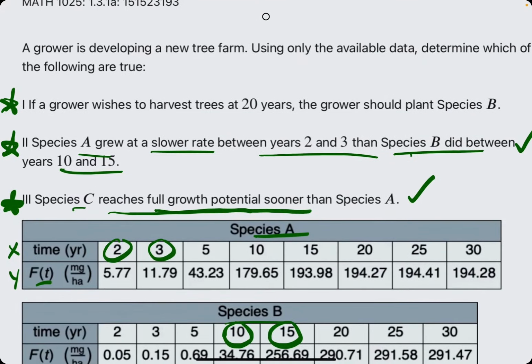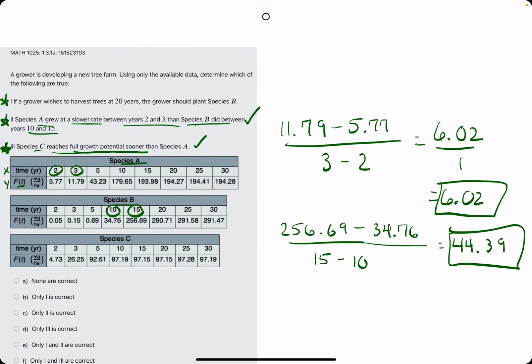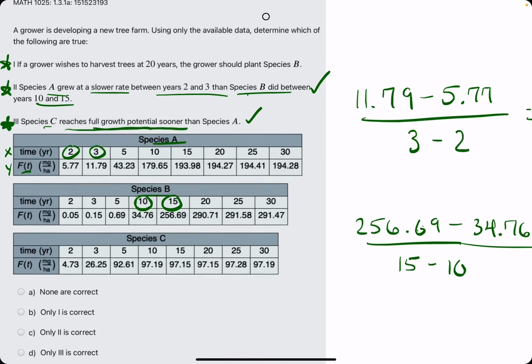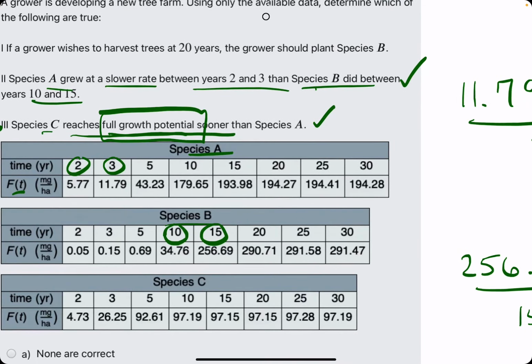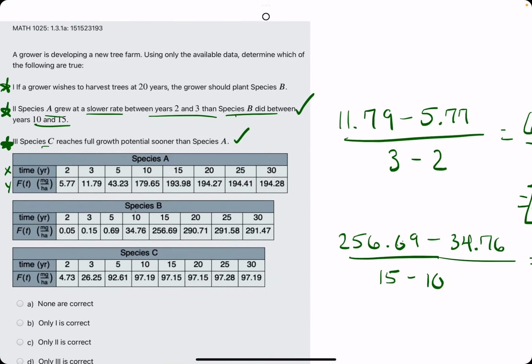Moving on to statement 1. If a grower wishes to harvest trees at 20 years, then the grower should plant species B. Okay, so what does that mean? It relates to the full growth potential that we talked about in the third statement. However many years they want to harvest trees at should also be the time it hits its full growth potential.